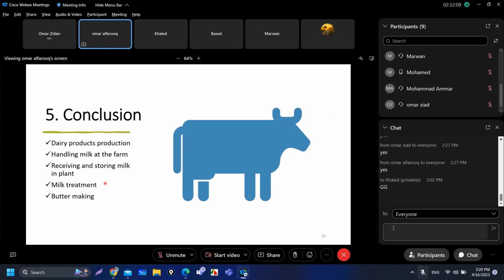To conclude, the dairy products production was illustrated. I showed you how we handle the milk at the farm, what the pre-cooling steps are, and how we then store it in tanks. I also discussed how we receive and store milk in the plants, what the treatments are, what pasteurization and homogenization are, and the different kinds of treatments whenever we want to produce dairy products. Finally, I showed you one example of dairy product production, which is butter, and the refrigeration loads that need to be estimated whenever we want to produce and store it.